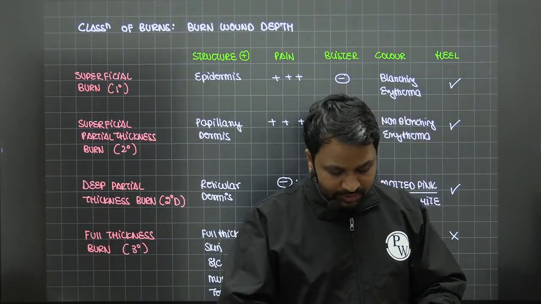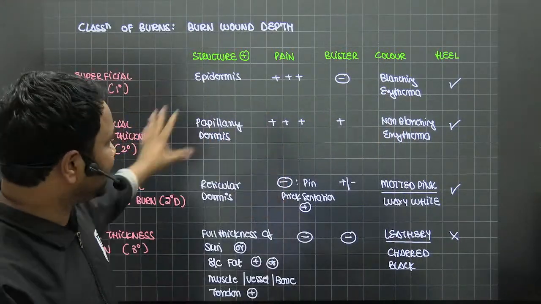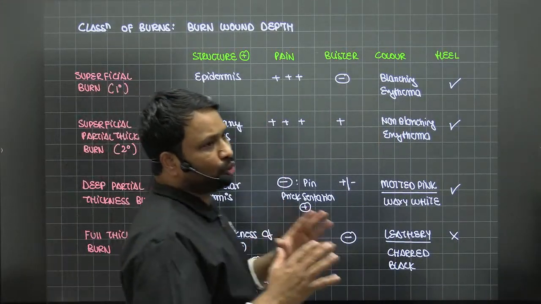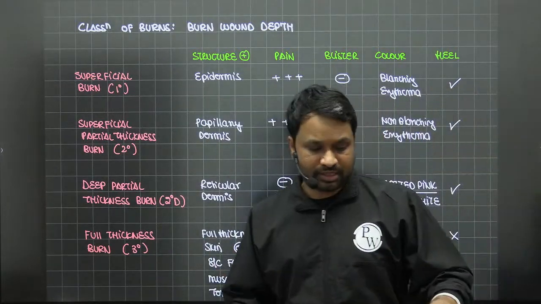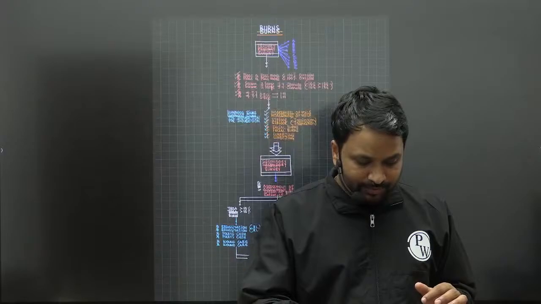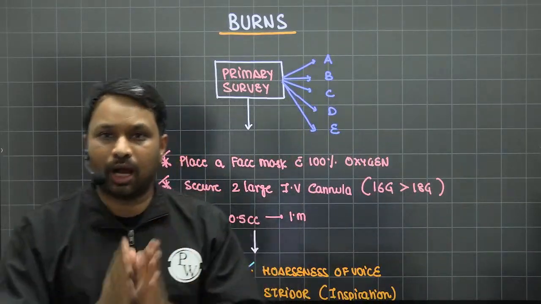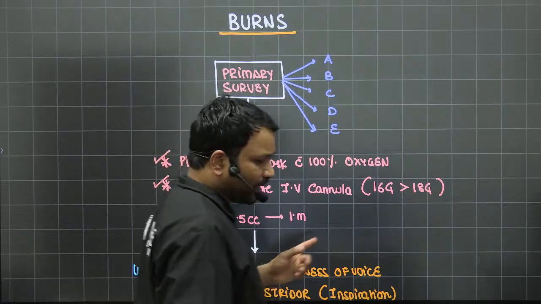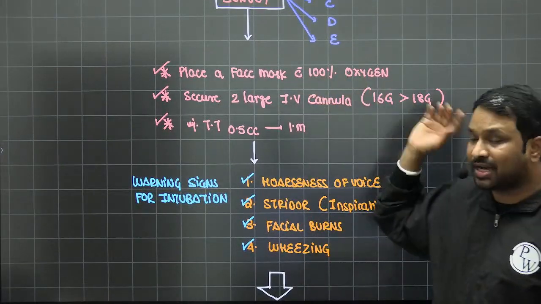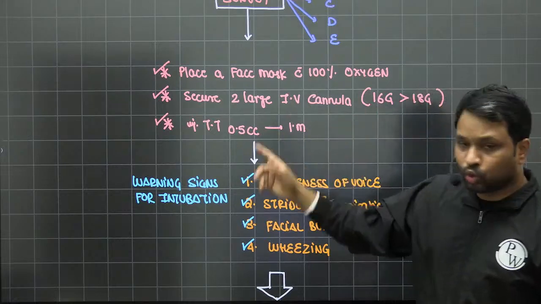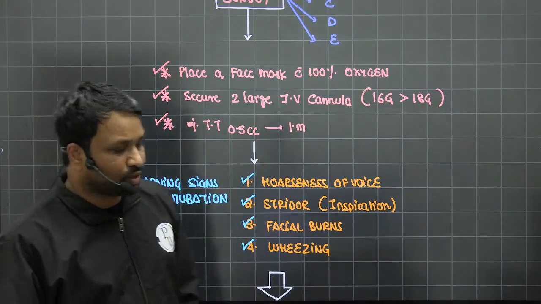Now see, whatever we have spoken about burns is the initial assessment. So until this point, you should know how you assess a patient of burns and how you are going to take it forward. We started with the basic protocol: when a patient comes to the casualty, how are you going to address it? I'm going to do a primary survey. While I do the primary survey, I'll take care of this, that is usage of face mask with 100% oxygen, 2 large IV cannulas so that I can resuscitate the patient, and give a tetanus toxoid injection.